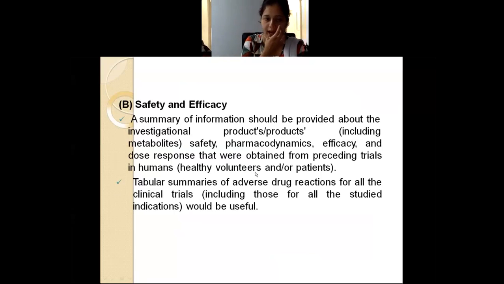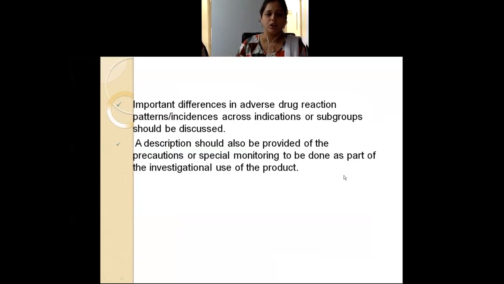Next, that is safety and efficacy. The safety and efficacy profile will be summarizing whether our drug is safe and efficacious, effective in human use or not. So that will include its safety profile, its pharmacodynamic profile, efficacy, dose response that were obtained from preceding trials in healthy volunteers. So basically, all the description of the investigational drug should be provided. What precautions to be taken should also be provided.